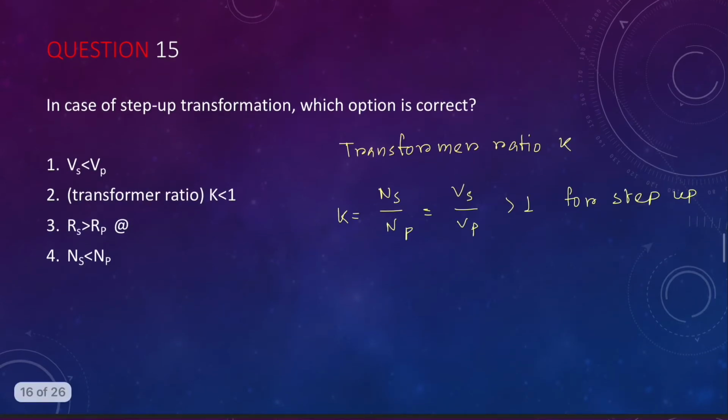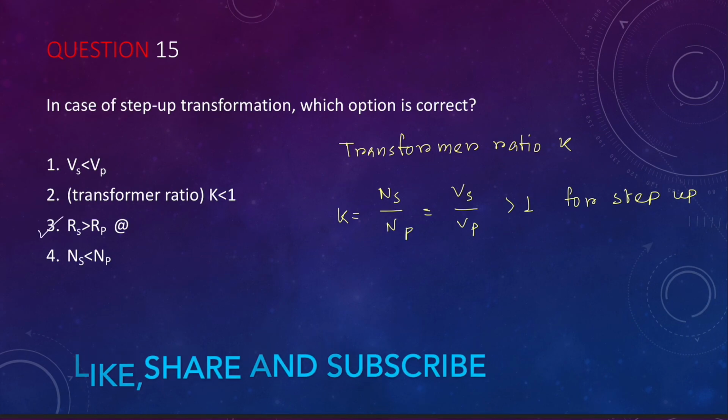Question 15. In case of step-up transformer, which option is correct? As we know, the transformer ratio K for a step-up transformer is greater than 1, and the transformer ratio is defined as number of turns in the secondary coil to number of turns in the primary coil, which is the same as voltage at the secondary coil divided by the voltage at the primary coil, and all these ratios are greater than 1. So option 1 is incorrect, option 2 is incorrect, option 4 is incorrect. So the only correct option is option 3. The resistance of the secondary transformer is greater than the resistance of the primary transformer.